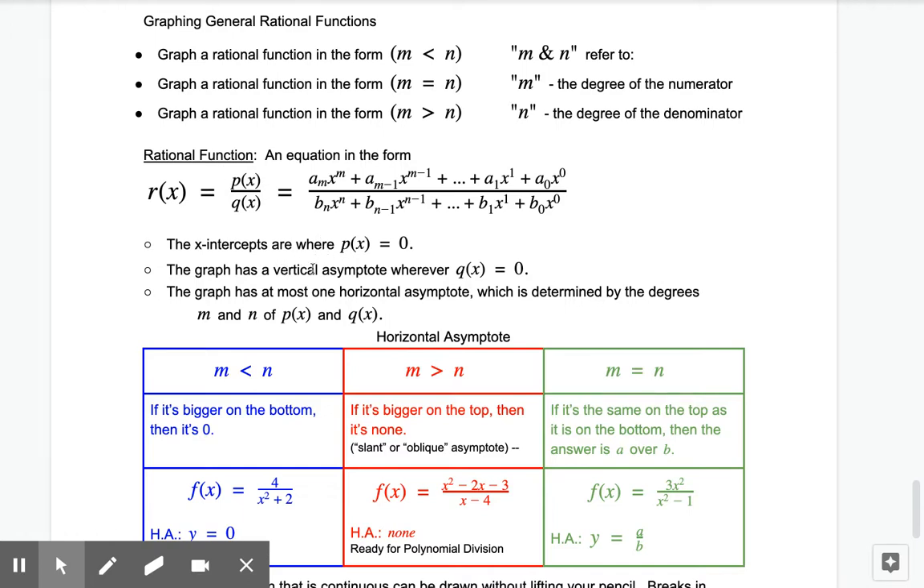The graph has a vertical asymptote whenever q of x is equal to 0. So if q of x, the denominator, is equal to 0, then this whole function r of x will be undefined, and so we'll have a vertical asymptote. The graph has at most one horizontal asymptote, which is defined by the degrees m and n of p of x and q of x. And we'll take a look at that.